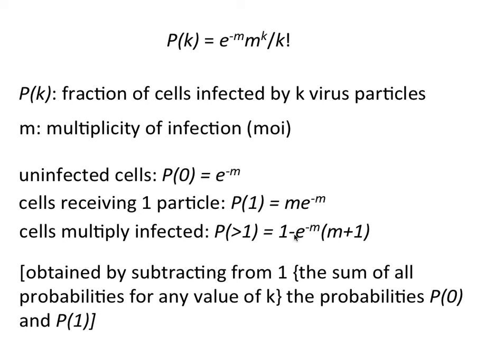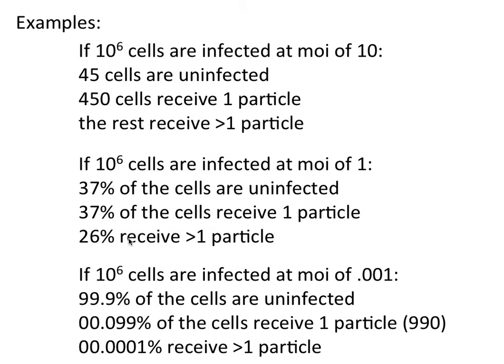So for any multiplicity, 1, 0.1, 10, 5, 100, you simply put the multiplicity of infection into this equation. Here, wherever you see m, you put the multiplicity of infection in, and you solve, and you get either the number of uninfected cells, cells receiving one particle, cells multiply infected. You will get it as a fraction, and then you can calculate the number of cells depending on how many you're starting with. So let's see in practice how that works.